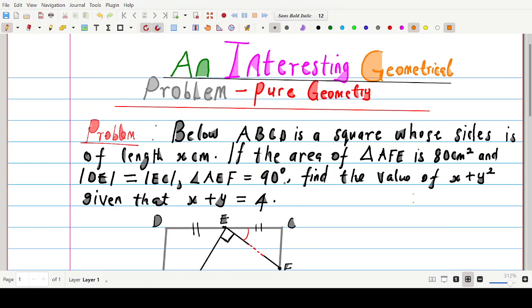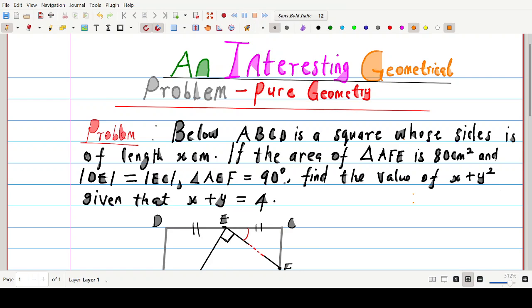We are given a very interesting geometrical problem here. It says below ABCD is a square whose side is of length x centimeters. If the area of triangle AFE is 80 centimeters squared, and the length of side DE equals the length of side EC, and also angle AEF is 90 degrees, we are required to find the value of (x + y) squared, given that x + y = 4.